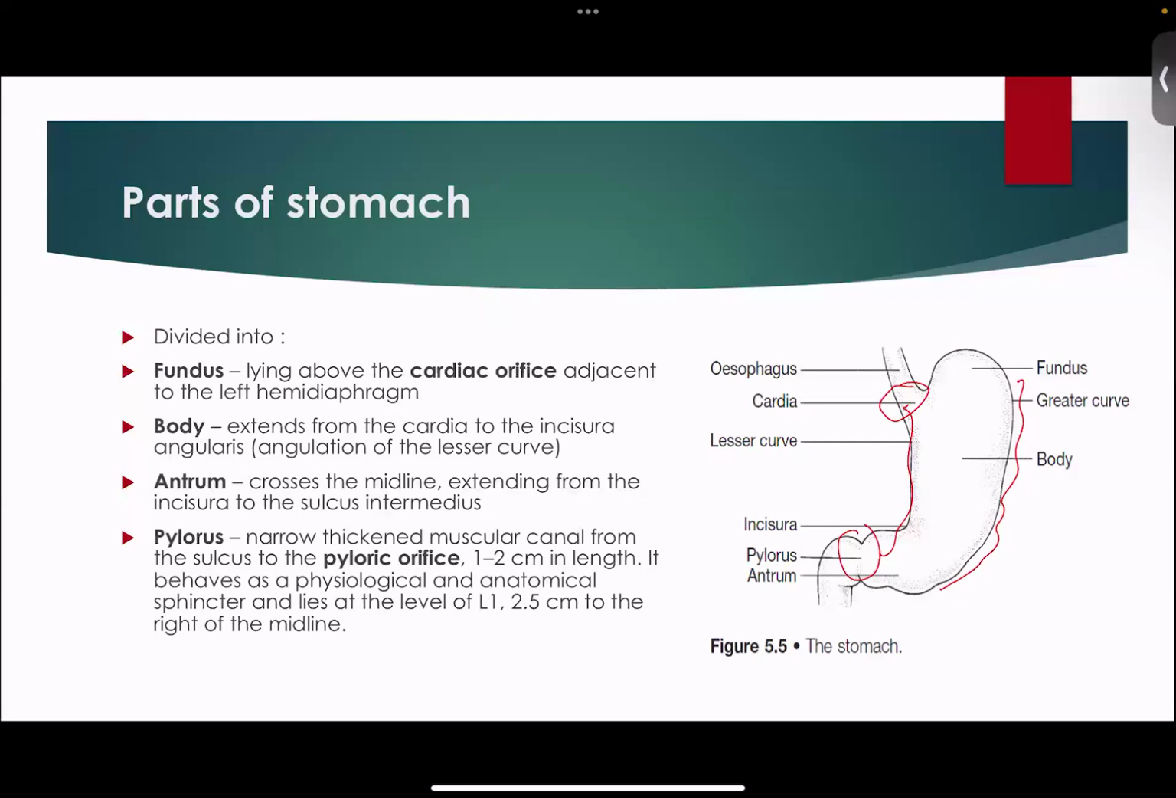According to the parts, we have four parts. The fundus, which is above the level of the gastroesophageal junction, below the left hemidiaphragm. From the level of the gastroesophageal junction to the level of incisura angularis is the body of the stomach. From the level of the incisura to the sulcus intermedius is the antrum. And the last part is the pyloric canal, which acts as an anatomical and physiological sphincter at the level of L1 lumbar vertebra, 2.5 cm to the right of the midline.